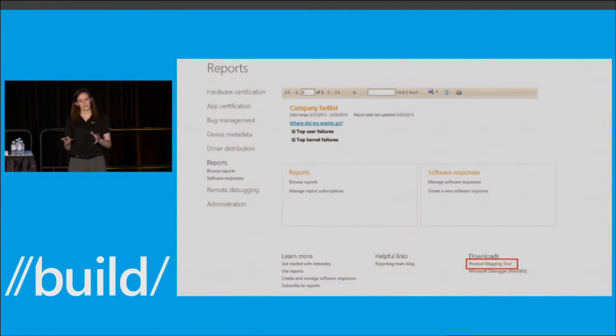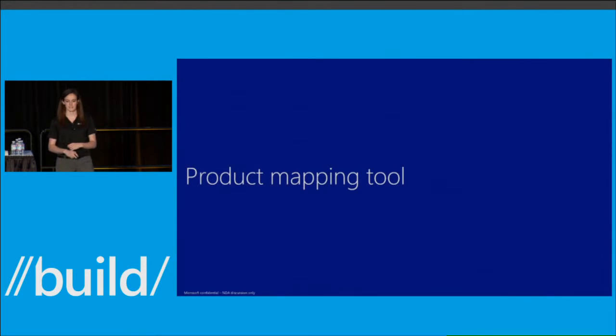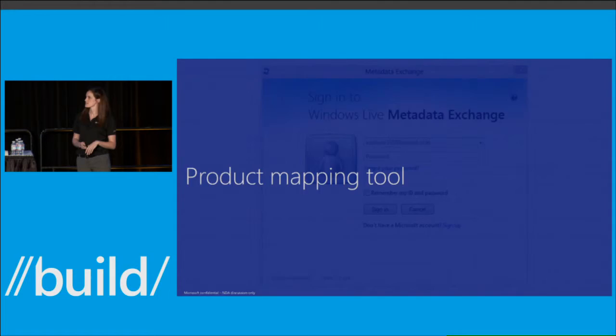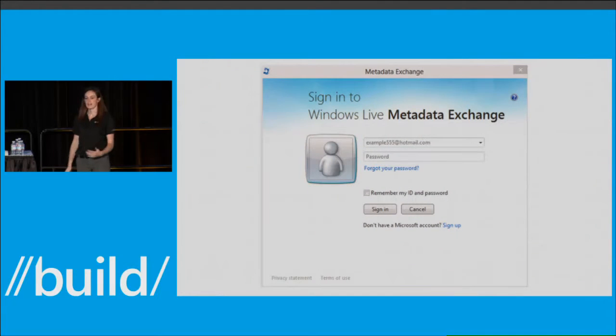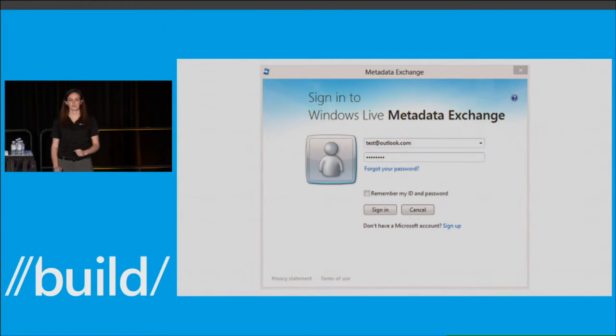Once you get access to the site, you're going to want to install the product mapping tool. Okay. So I've already installed this tool, and that's what I'm going to go ahead and use to say I'm this corporation, I have these products, and I want to map these files. So let's take a look at that process. Again, it's going to prompt me to provide my credentials. So I'm going to put the same ones in that I used to log into the reporting site.